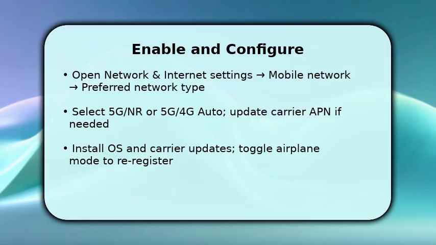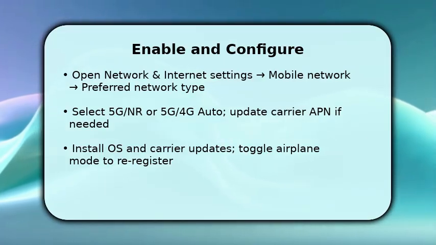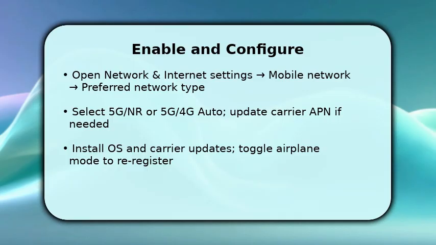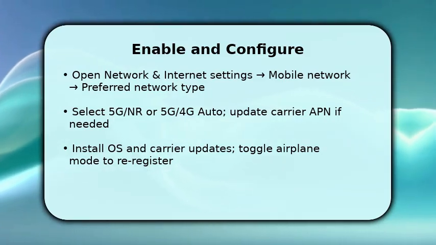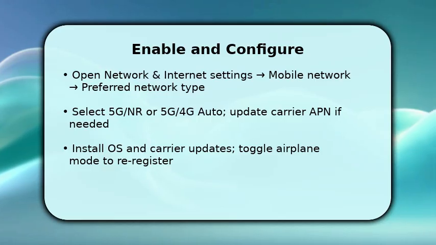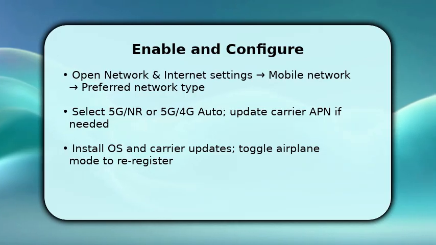You should now enable 5G in settings. Go to Mobile Network, choose the preferred network type, and pick 5G or 5G/4G auto so the phone can switch intelligently. Make sure the carrier APN matches the operator's provision. Incorrect APN can block data.